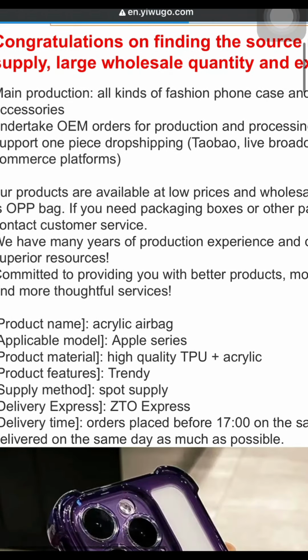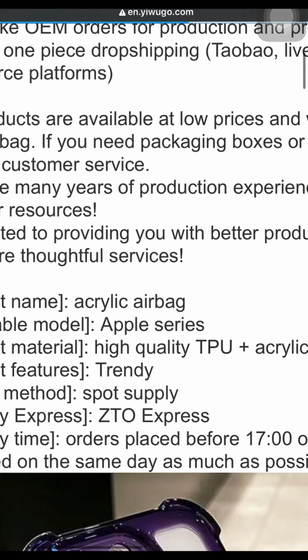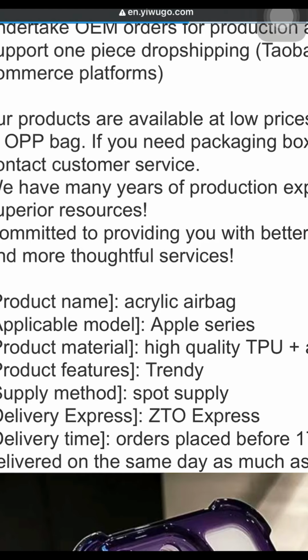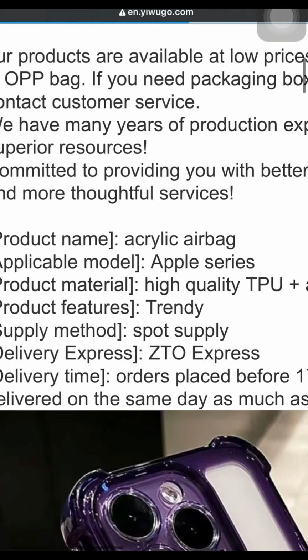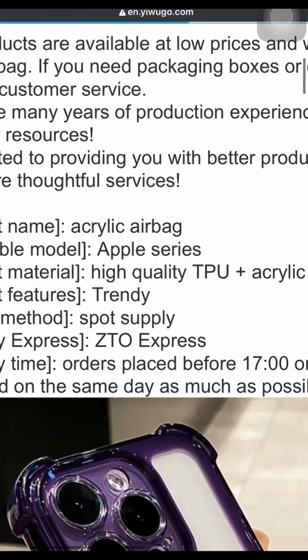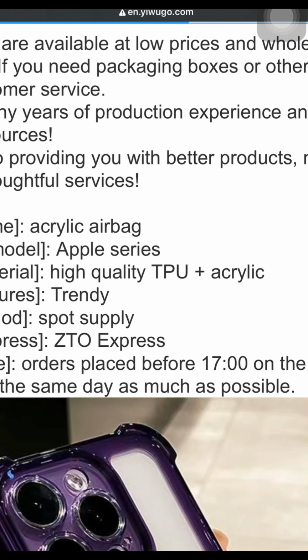Now this is the product name. You can see the product name and the model. You can see that this is Apple series. This simply means that this pouch works with Apple, and this is the product material. I bet you can't get this on 1688. So we are doing the comparison now, and you can see that it is high quality. You can see that this is acrylic, right?